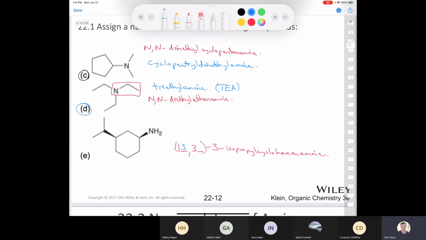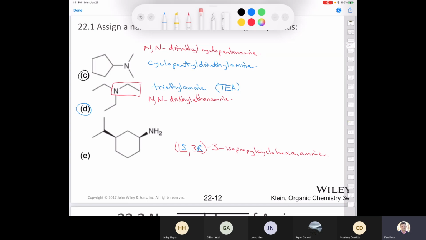And then the next one, you go from carbon, carbon, hydrogen, carbon, hydrogen, hydrogen. So you go from 1 to 2 to 3. So that's like this, which is R. And so the next one is R. So there you go. We have 1S, 3R, 3-isopropylcyclohexanamine.